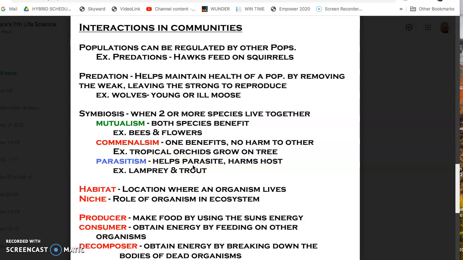So the example I have is a lamprey and a trout. The lamprey is a fish that has a little raspy mouth that bites onto the side of the trout and rasps a hole through its side, and then robs nutrients from the trout, but not enough to kill it, smart enough to keep it alive so that it can keep providing food for the lamprey. But that's an example of parasitism.